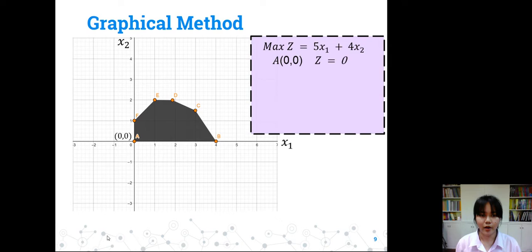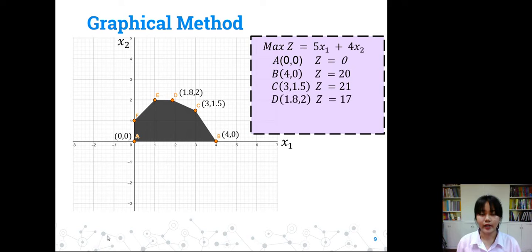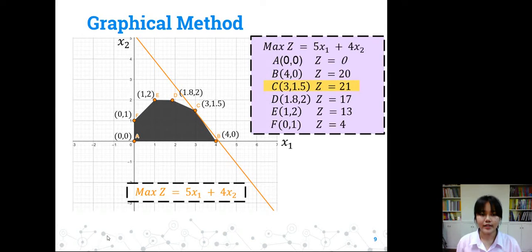When we have a feasible region, we substitute point A (0, 0) in the objective function, we get z equals 0. Point B, we get z equals 20. Point C, we get z equals 21. Point D, we get z equals 17. Point E, we get z equals 13. Point F, we get z equals 4. We see that point C is the optimal solution. The objective function passing through the optimal solution point can be written as this linear equation line.